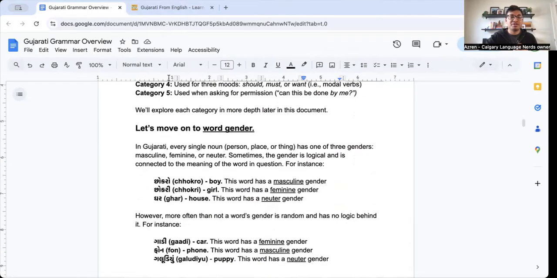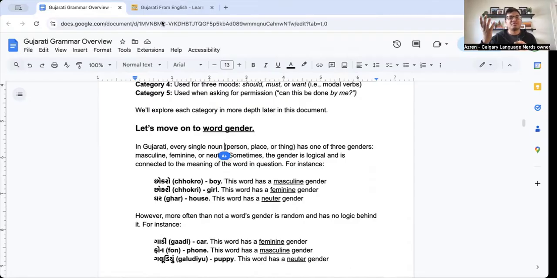So let's move on to word gender. In Gujarati, every single noun, which is a person, place, or thing, has one of 3 genders: masculine, feminine, or neuter. Sometimes the gender is very logical and you just sort of know what it is. So chokro is boy, therefore it is masculine. Chokri means girl, and has a feminine gender because it's a girl. Ghar is neuter. You might think, oh, it's an object, great, I guess it's neuter.